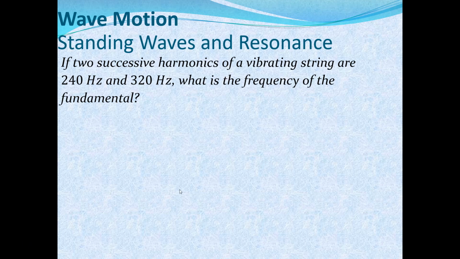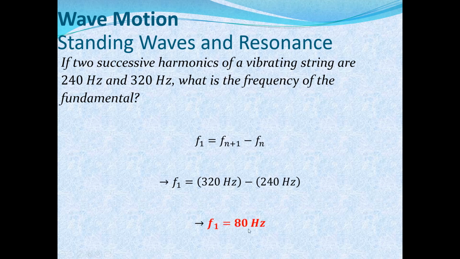All right, so what we have here is we're looking for the fundamental frequency. Based off of that, we have these two. Now the key thing is that these two frequencies are successive harmonics. This is Fn and this is Fn plus 1. And as we know, each harmonic goes up by the fundamental. So if I want the fundamental frequency, I'm going to take the difference of these two and get 80 hertz. So that is my fundamental frequency.